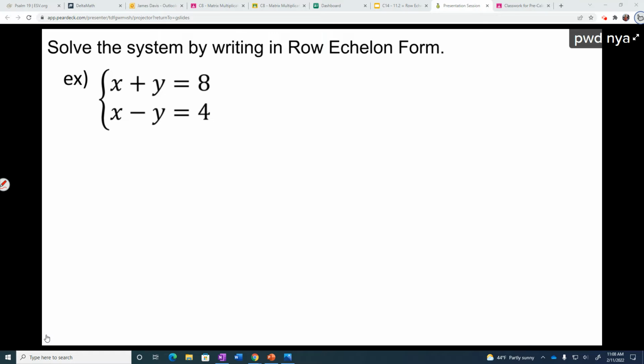The first thing that we're going to do is write that as an augmented matrix. That just means like a matrix with a little line in it. Right. So let's do that. We're going to write this as 1, 1, 1, -1, and then 8 and 4. Just write it as a matrix.